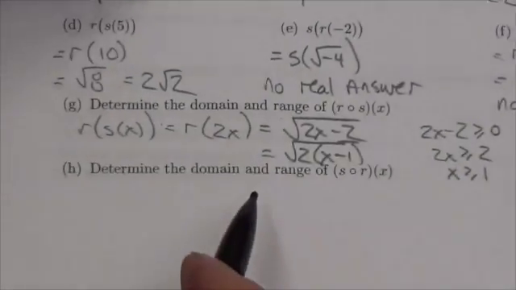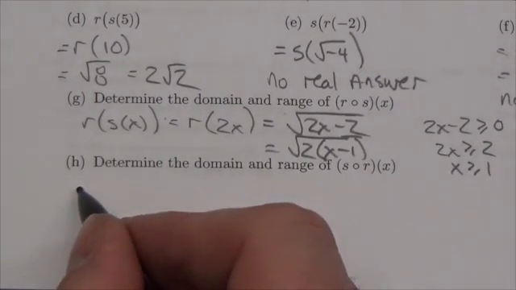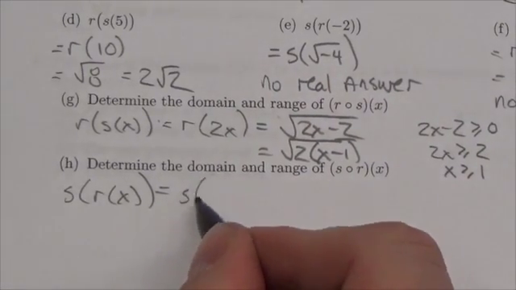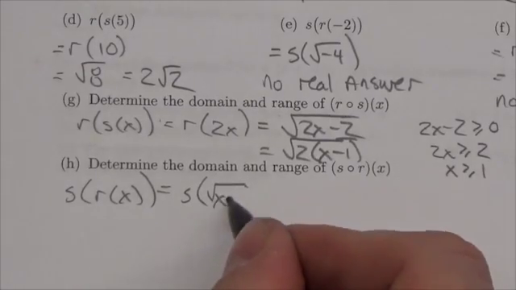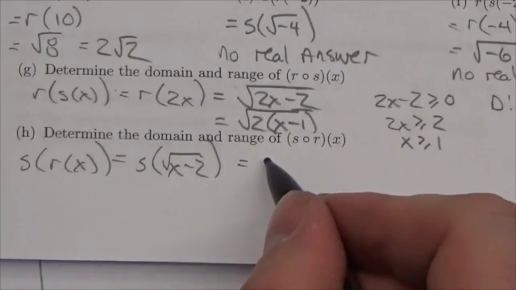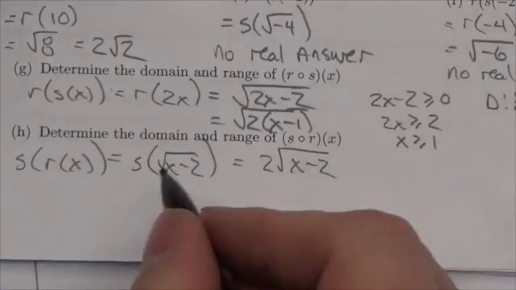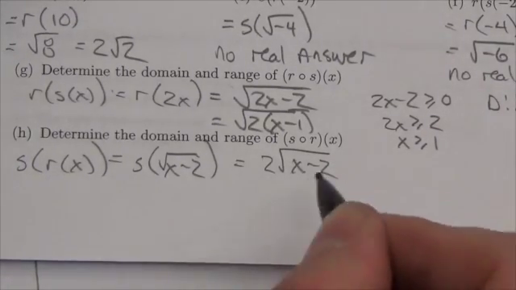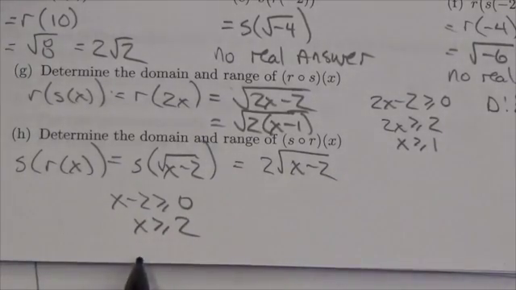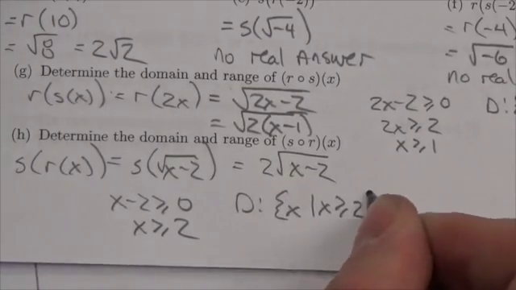Now let's just see really quickly how this affects this question if I change the order of the s and the r. So s of r of x will be s of, in this case, root x minus 2. And the s function just tells me to multiply that by 2, so it will be 2 root x minus 2. Now the domain here is only affected by what's underneath the radical sign. So x minus 2 has to be greater than or equal to 0, so x has to be greater than or equal to 2. There's my domain: the set of x values such that x is greater than or equal to 2.